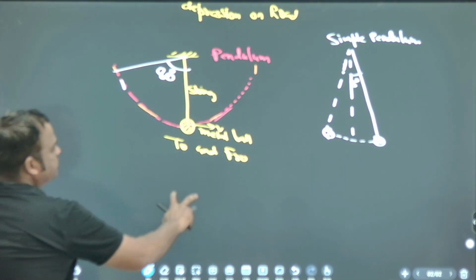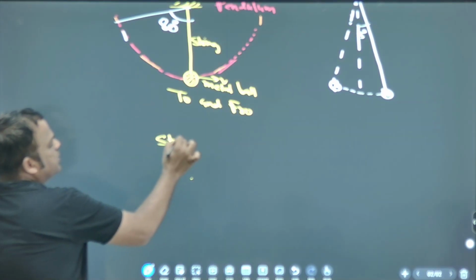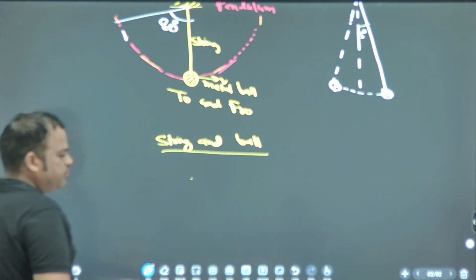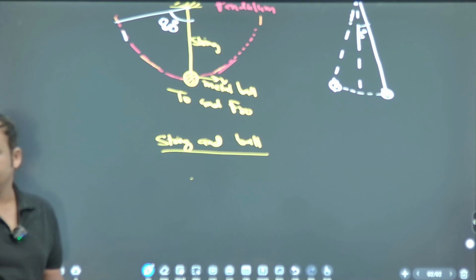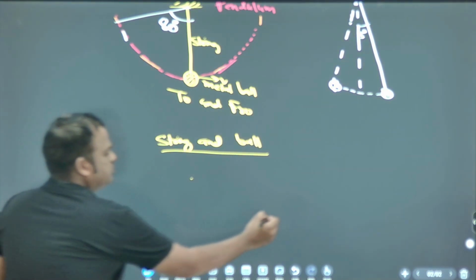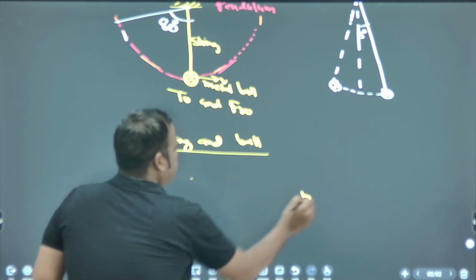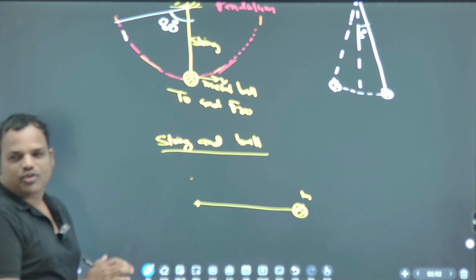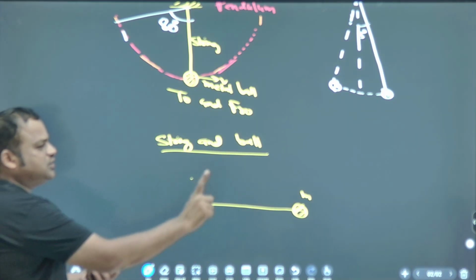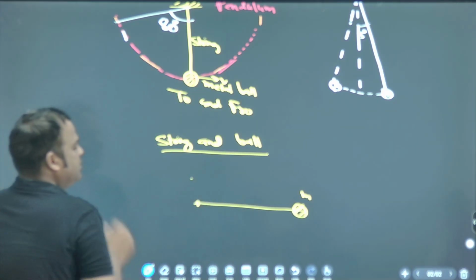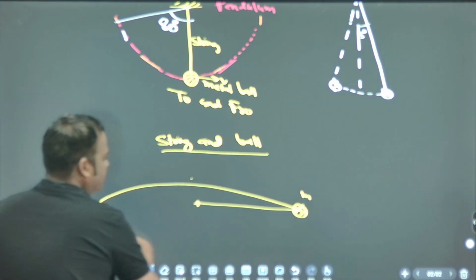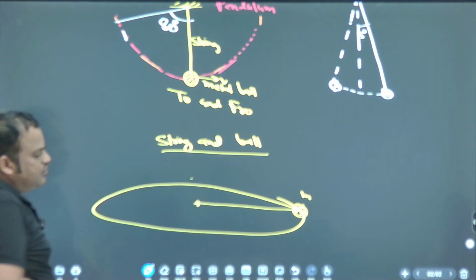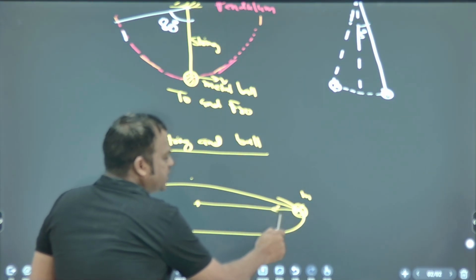Then you have a string and ball. Suppose you have a string. Do you have any string, anyone? Ball. So suppose this is the ball and this is the string. Now you have connected the ball with a string. So the ball is performing horizontal circular motion. Horizontal circular motion. So that is also a circular motion example.